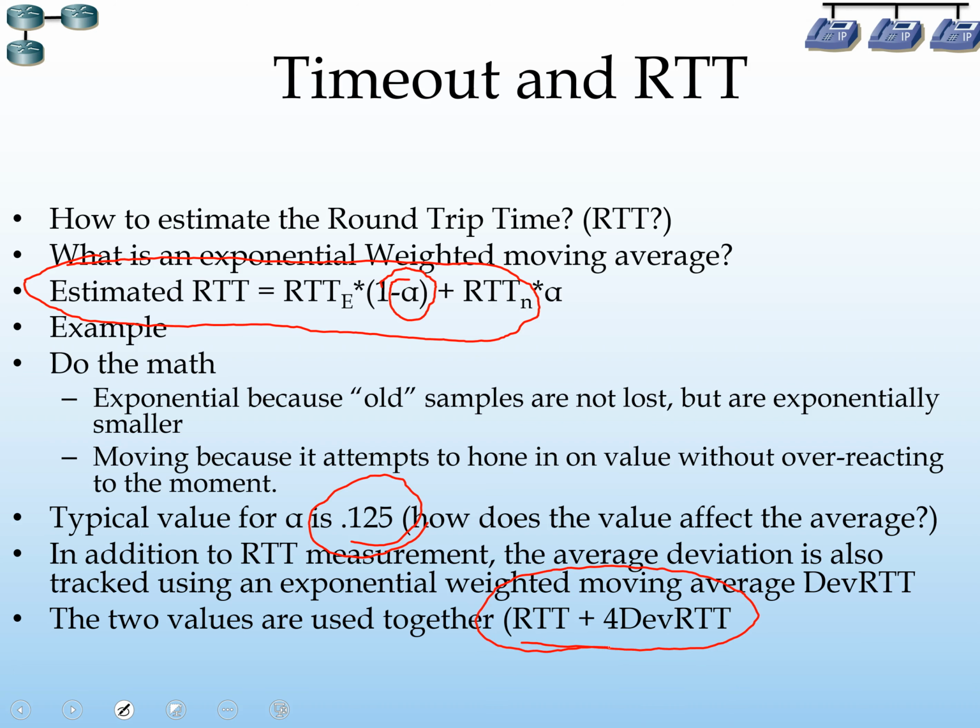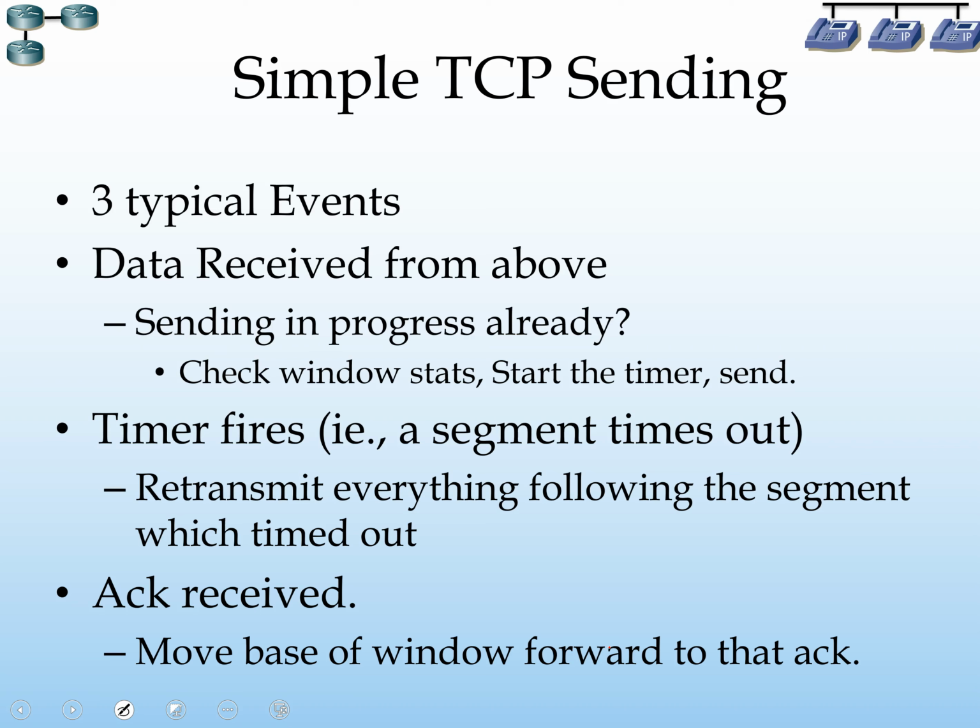We need to know when we've timed out. When has a packet transfer taken so long that it should now be considered an error? So we take the round trip time plus 4 times the moving weighted average, and that becomes our timeout value. So if we have very small values, we're going to have a small timeout value, and if we have very large values, obviously we'll have a very large timeout value. All right, so what does TCP do with these kinds of events?